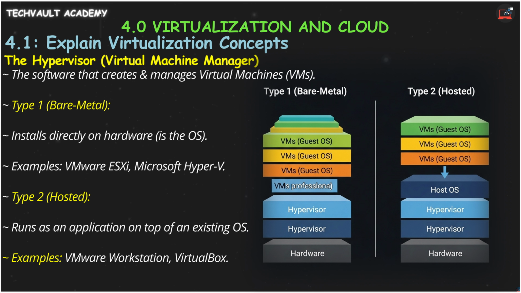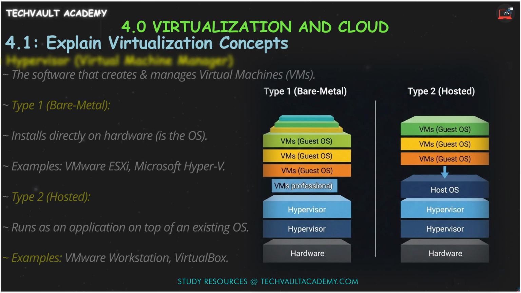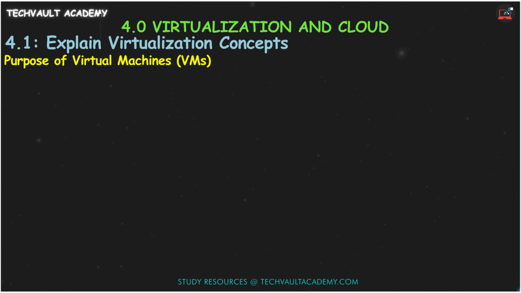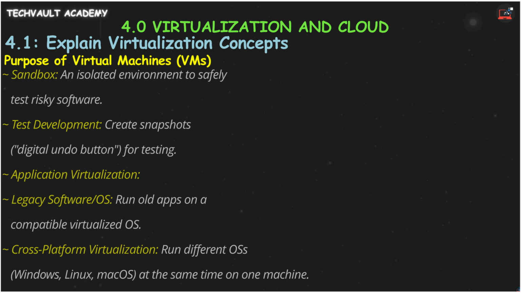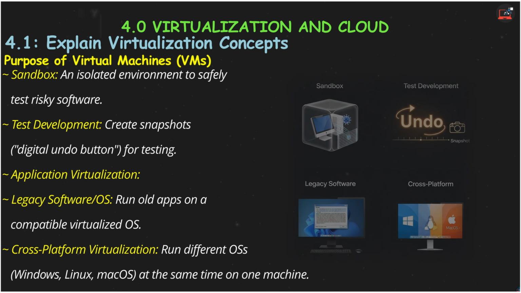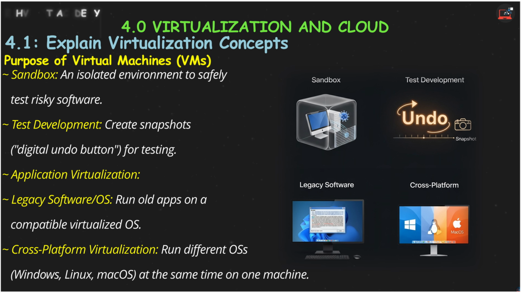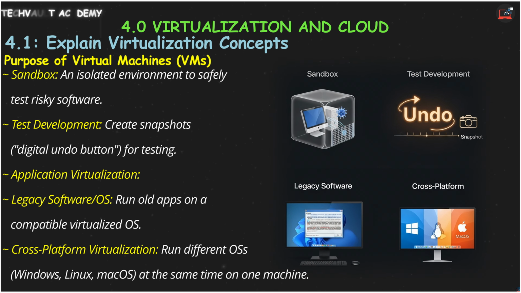The hypervisor allows us to create virtual machines, or VMs. These are self-contained virtual apartments inside your physical computer, each with its own virtual hardware and a full guest operating system. VMs serve many purposes. You can create a sandbox, an isolated playpen to test risky software without harming your main system. Developers use them for test development, using snapshots as a digital undo button to instantly revert any changes.